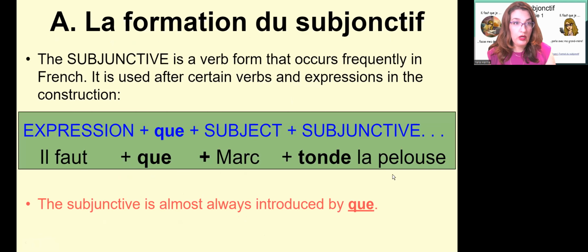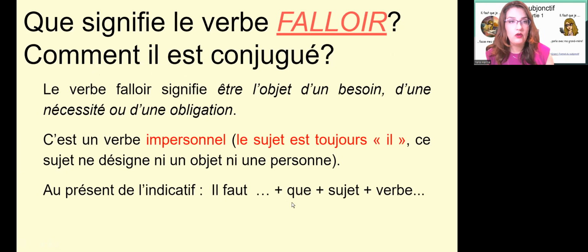So here is the formula. The subjunctive is a verb form that occurs frequently in French. It's used after certain verbs and expressions in this construction. Expression, plus que, plus sujet, plus subjonctif, like so. Il faut que Marc tonde la pelouse. Marc has to mow the lawn or cut the grass. The subjunctive is almost always introduced by que.